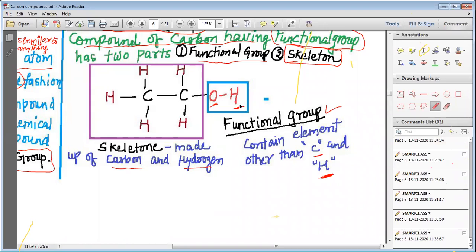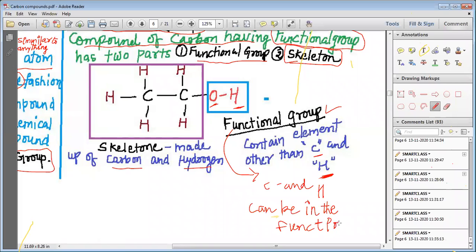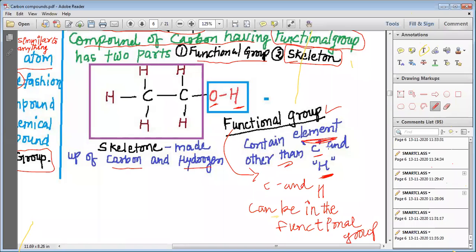Remember that hydrogen or even carbon can be in the functional group. Please remember that carbon and hydrogen can be in the functional group. But we must have at least one element other than carbon and hydrogen. So you can see here, we have oxygen present as an element other than carbon.